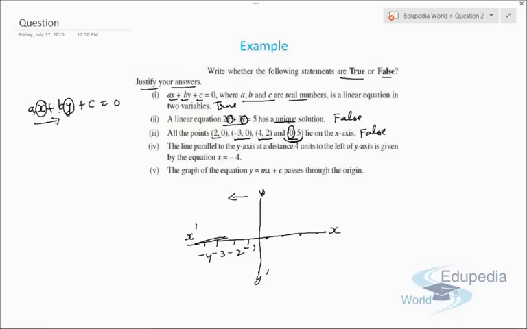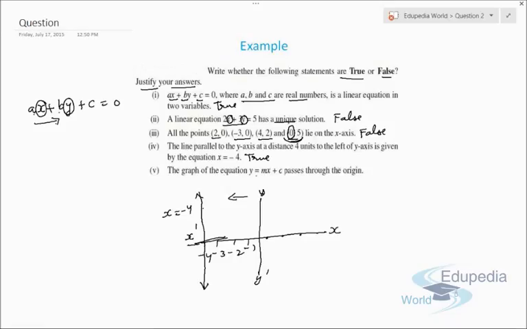So for the equation x equals -4, the line will be drawn from this point only. So this is the line. Now this is a line which is parallel to the y-axis. The line x equals -4 is a line parallel to the y-axis and which is to the left of the y-axis. So this statement is true.